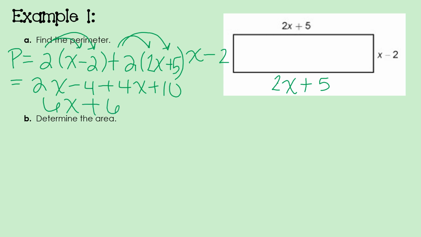I need my units. There is no unit given to me, so I am just going to write, you can either do a U or you can write units on the end.